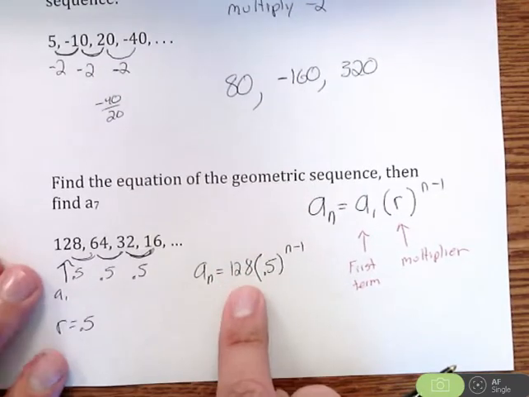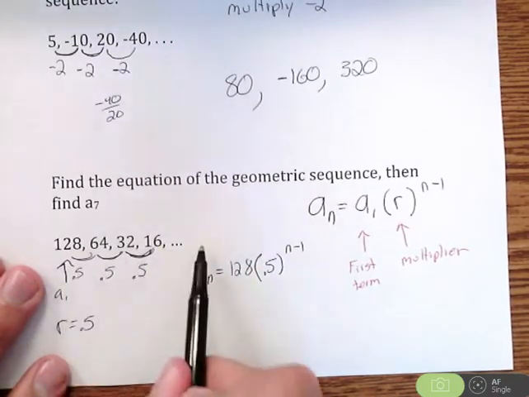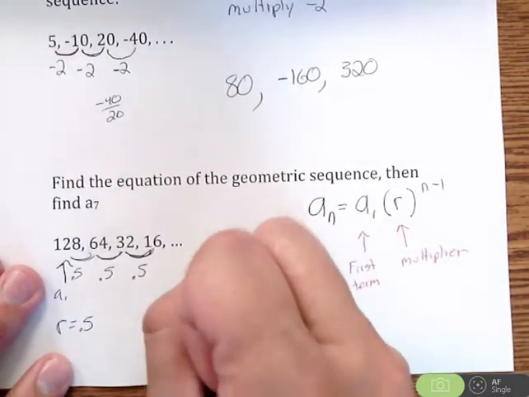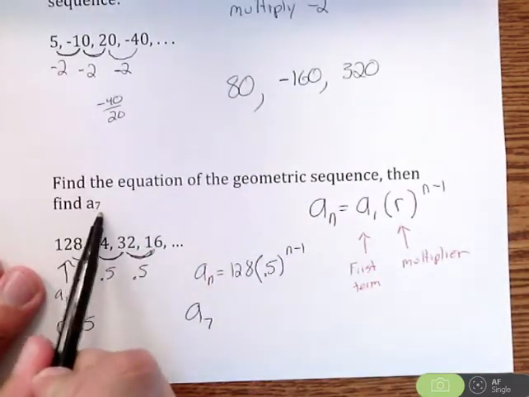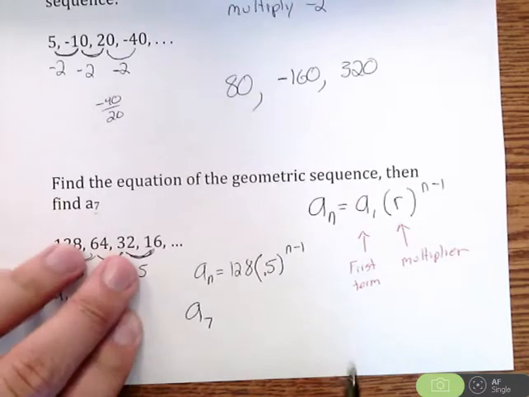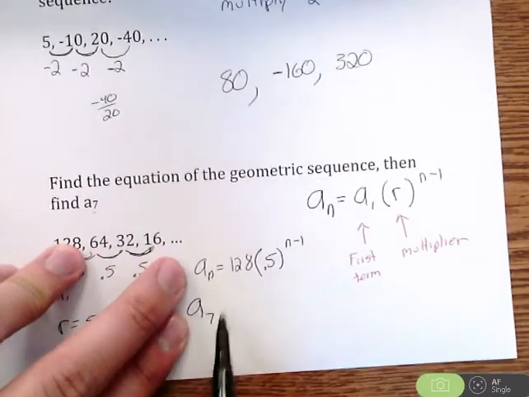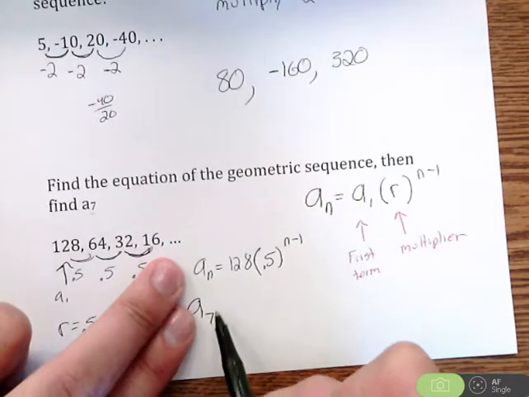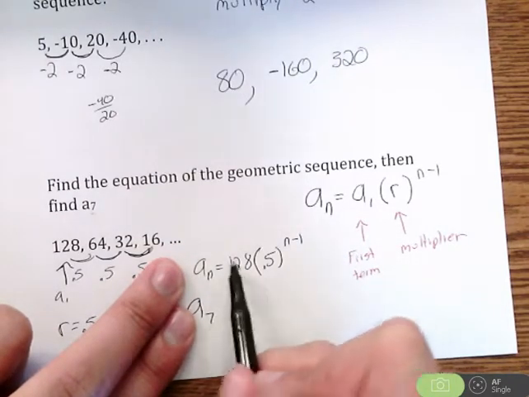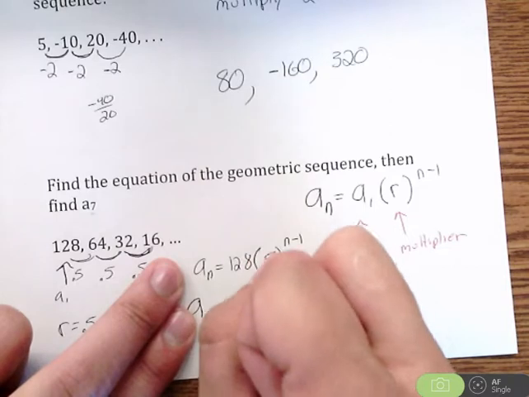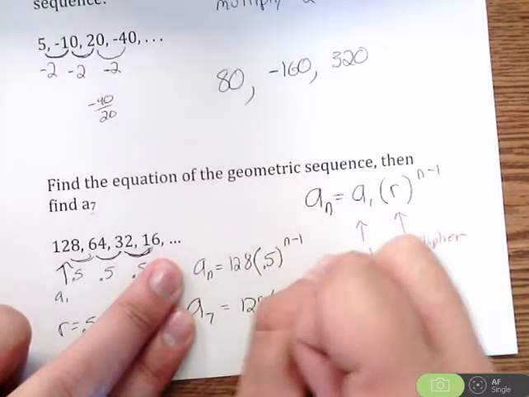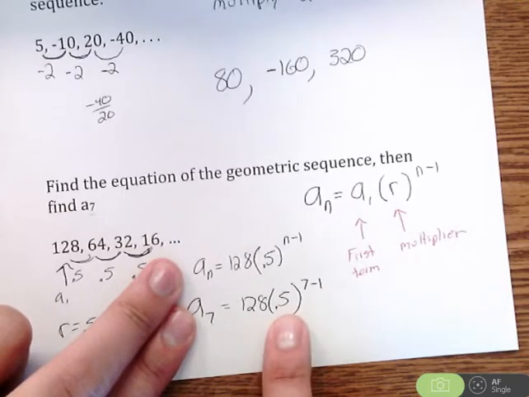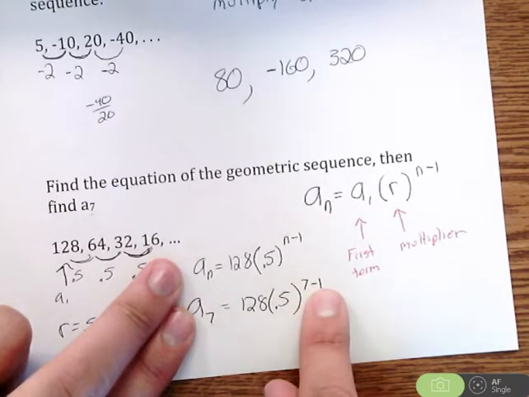Down here, when you have an equation, you don't have to find the next several terms in the sequence. If I want to find A7, which would represent the 7th term, well, notice how my n got replaced with 7. So instead of listing out all 7 terms, what I could do is replace my n with 7. So I have 128 times 0.5 in the parentheses raised to the 7 minus 1.